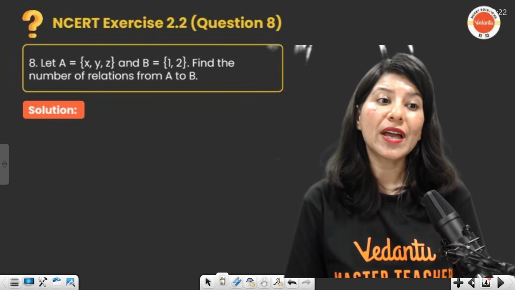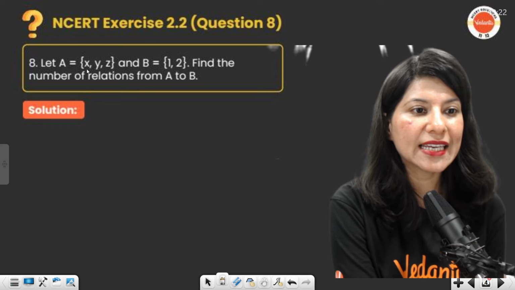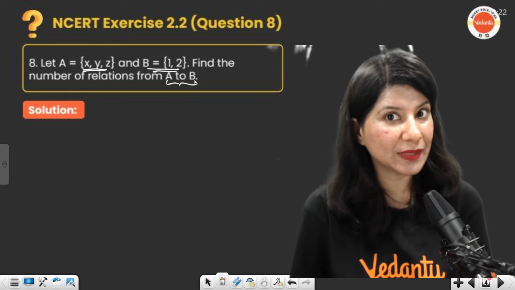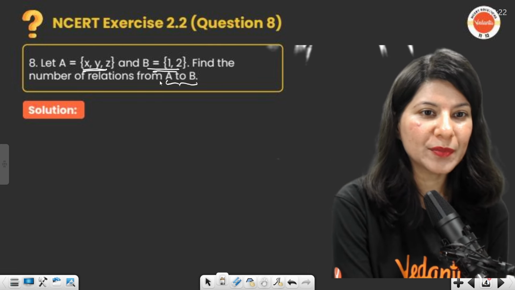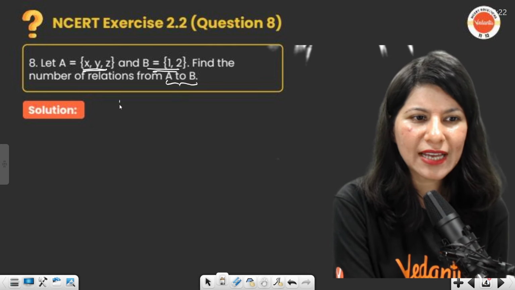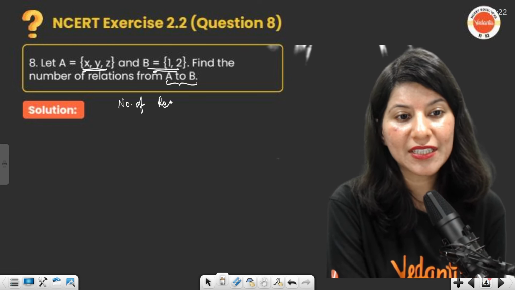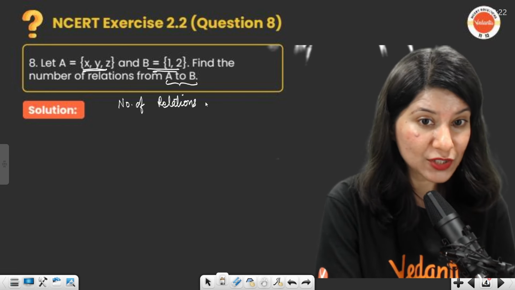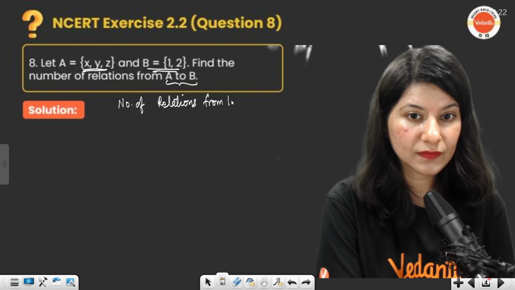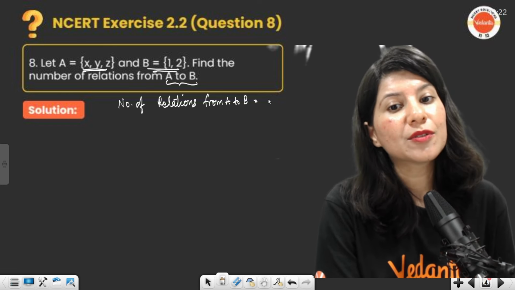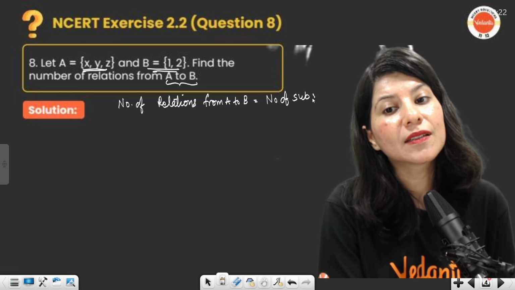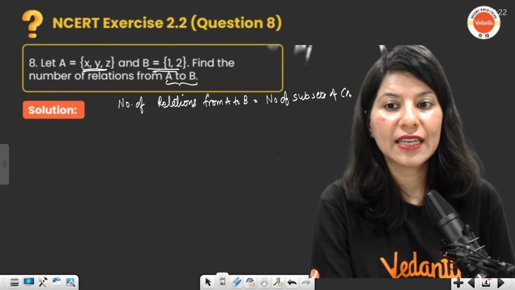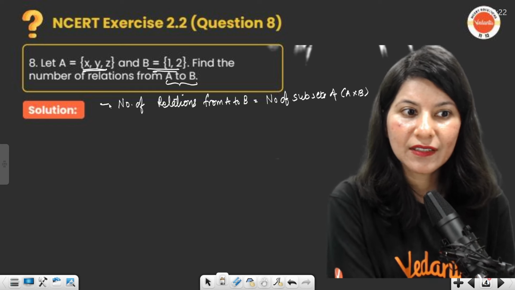All right, now we have an 8th question. It says, let A is {x, y, z}, B is {1, 2}. Find the number of relations from A to B. Right? Number of relations from A to B. Do you know the formula of number of relations? Let me tell you if you don't know. The number of relations from A to B is equal to the number of subsets of A cross B. And you know what? This is one formula.